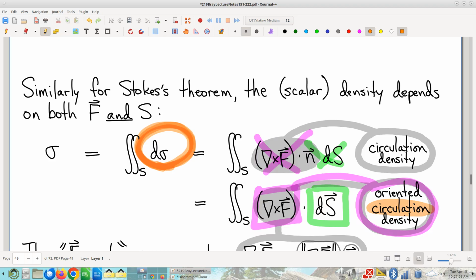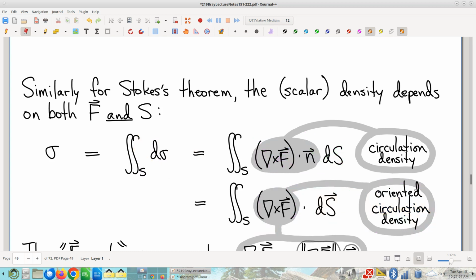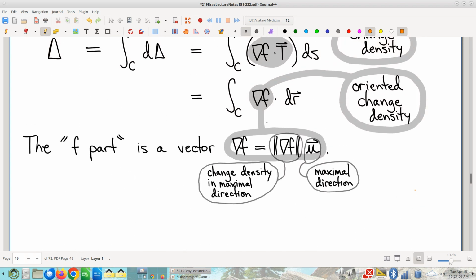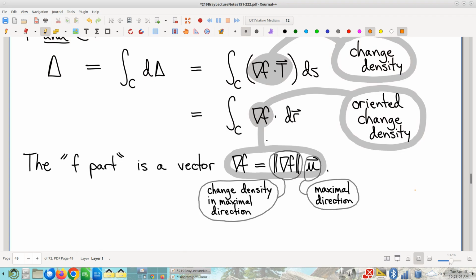Ultimately, I think very, very useful. Now, let me go back up and hit what we skipped previously. What are the cool aspects of this oriented change density, aka the gradient vector? Well, again, it has a direction and it has a magnitude, and both of those have natural interpretations.